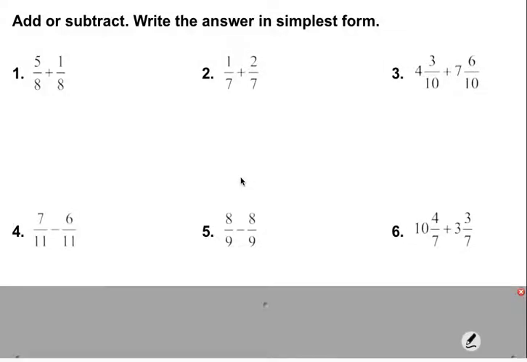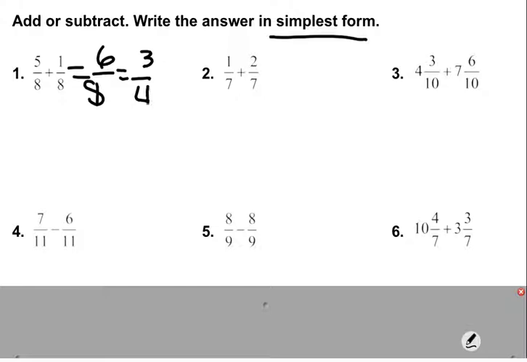What did you get when you added 5/8 plus 1/8? What do you get on that one, Chance? 6/8. Now, it did say simplest form. So what should it have been? What do I change it to, Chance? 3/4.